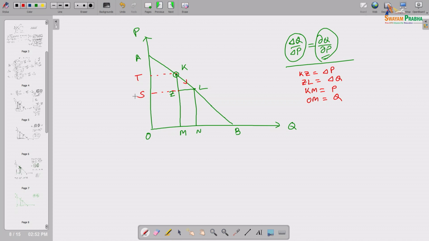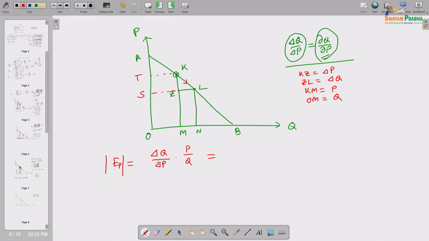Suppose these two points are S and T. Now, as per the own price elasticity of demand, that will be del Q by del P into P by Q, with a negative sign of course. For the time being, I am writing the absolute elasticity value. So that must be del Q by del P into P by Q, that is the definition.